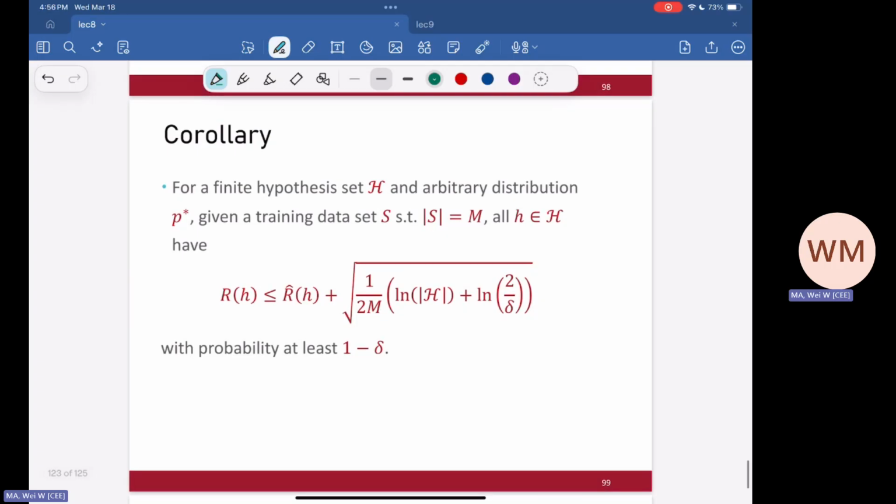And then you can see you have something like this. So your true risk is basically the training error plus something.